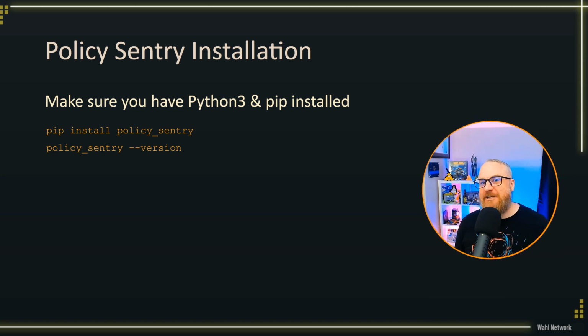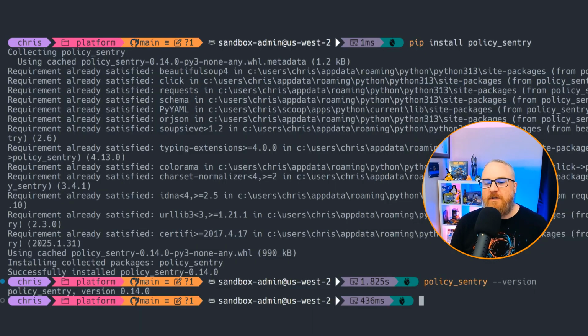First, from an installation perspective, it's just Python. So do a pip install policy_sentry and you'll have it, no problems. And then issue a policy_sentry --version as a sanity test and to make sure you're on the latest version. In case you're curious what that looks like, here's my example of installing it. Exciting times, I know. And version 0.14.0 is the latest at the time of this video.